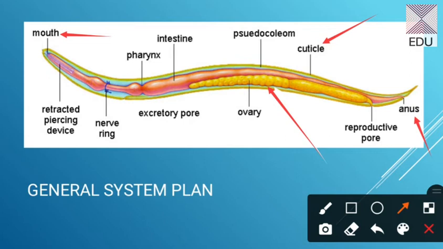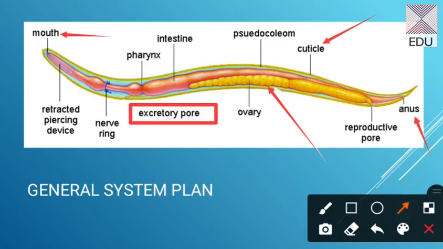We have an excretory pore. This is the excretory pore. I have told you in the morphology that the excretory pore is just behind the mouth. We'll be taking up this particular system in a few minutes.